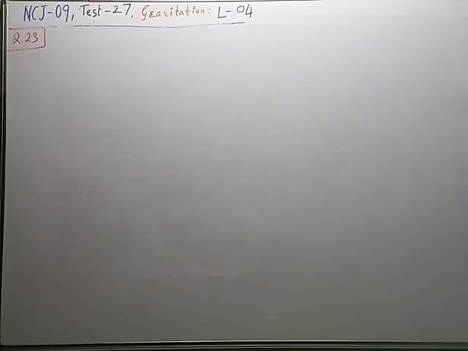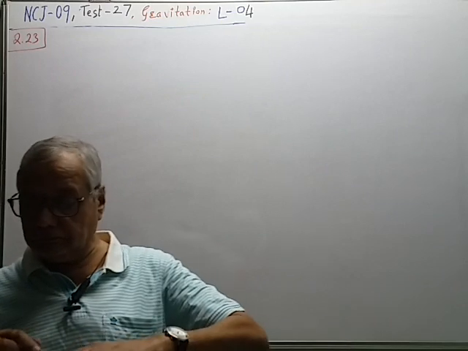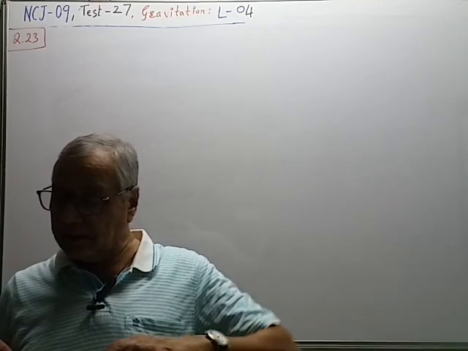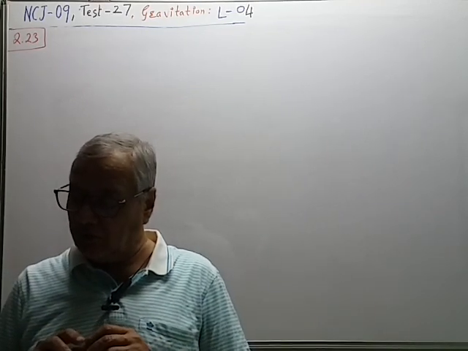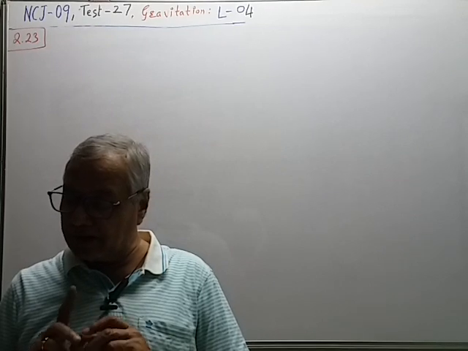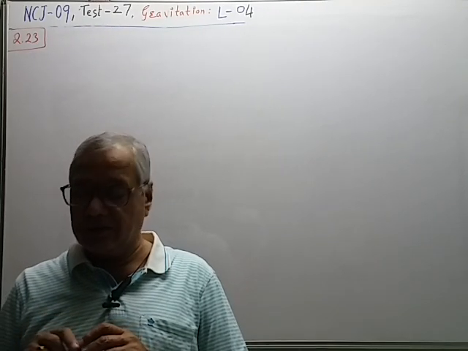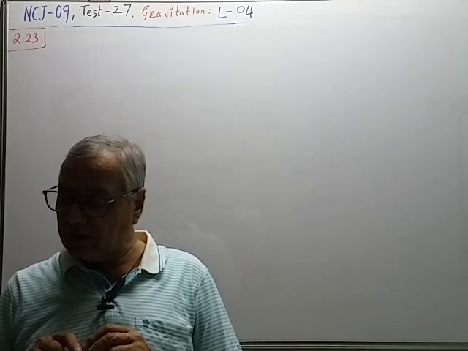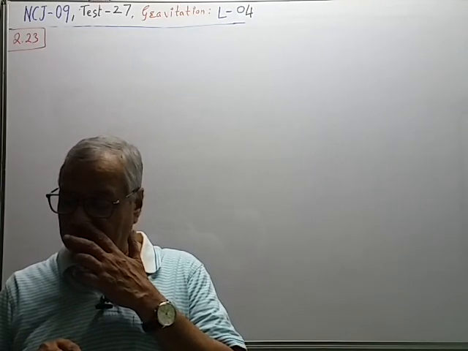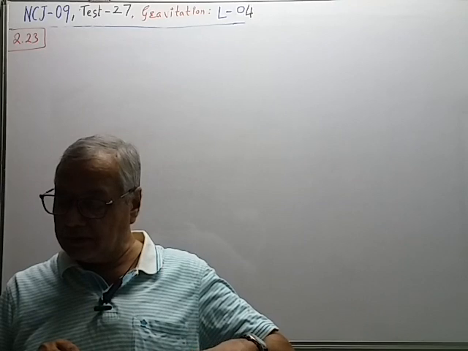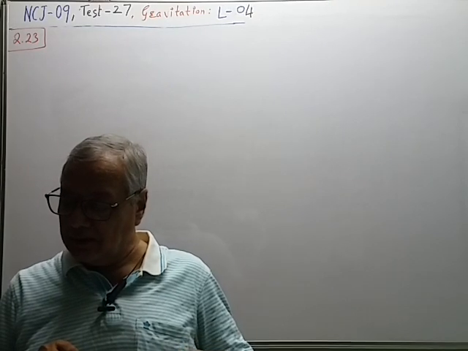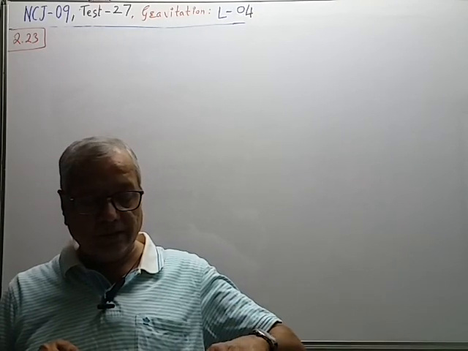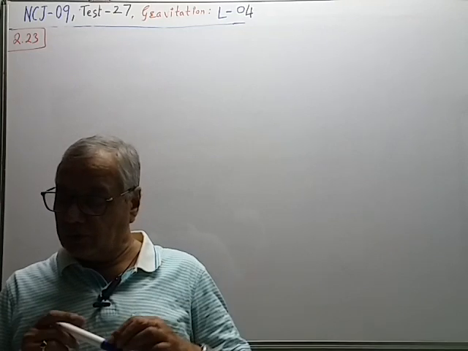Next question number 23. An Earth satellite is moved from one stable circular orbit to a farther stable circular orbit. Which one of the following quantities increases? Linear orbital speed, gravitational force, centripetal acceleration, gravitational potential energy. So you have to check one by one.